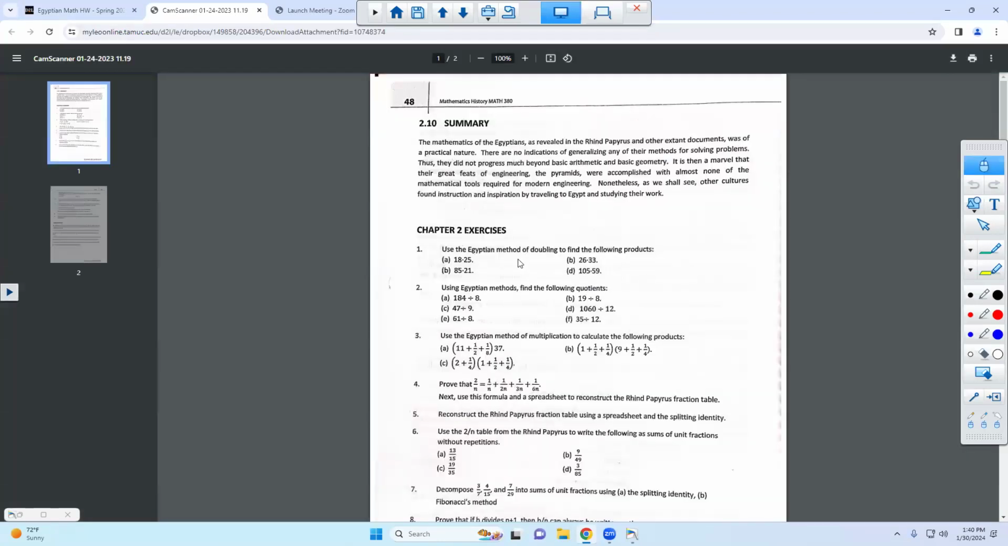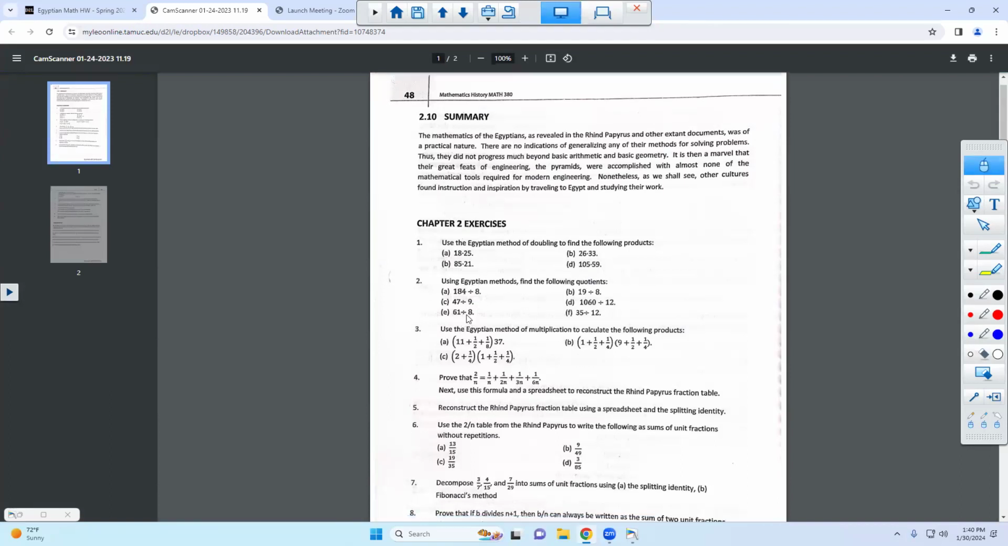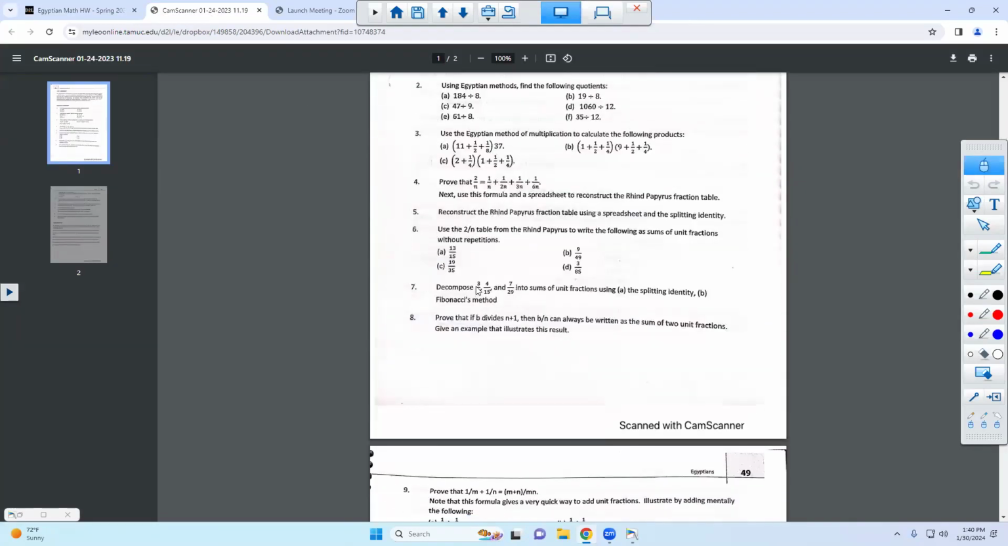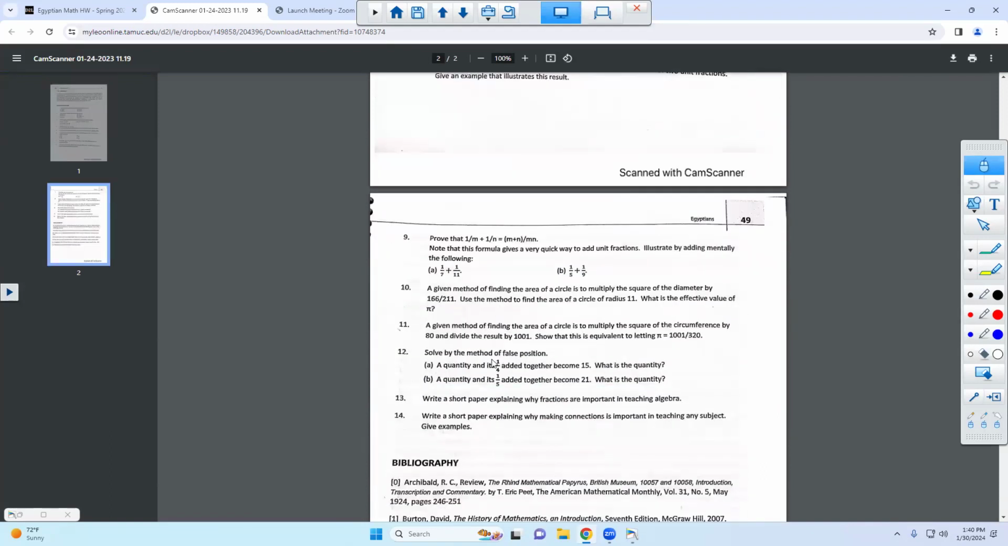So all of number 1, that's multiplication. 2, A, B, and C, that's division. What was next one? 7 and 12. So number 7 has 3 fractions, and you're doing them both ways: splitting identity, Fibonacci's method. And then 12, we haven't done 12 yet. We'll do that next time. So this is the homework. Questions about that at all?